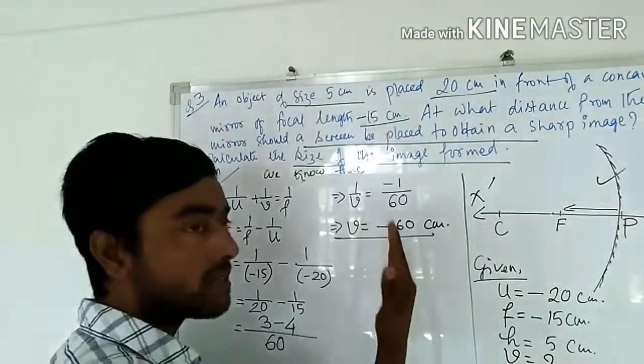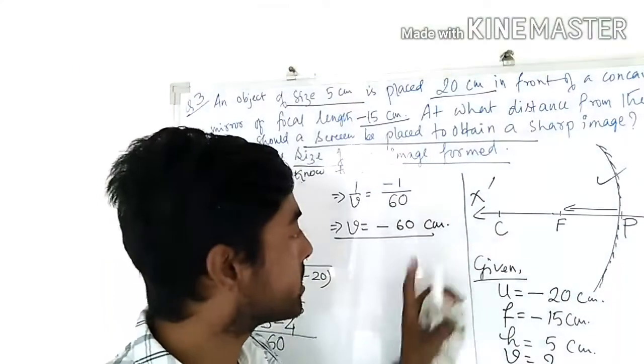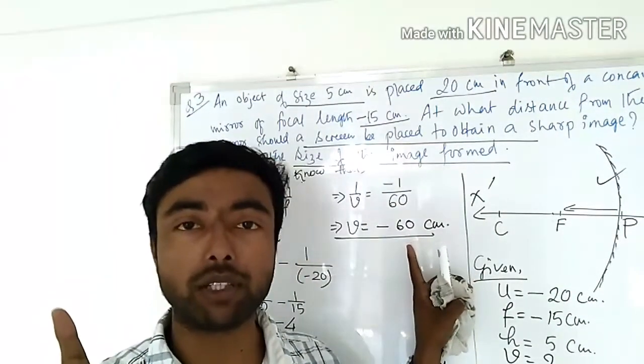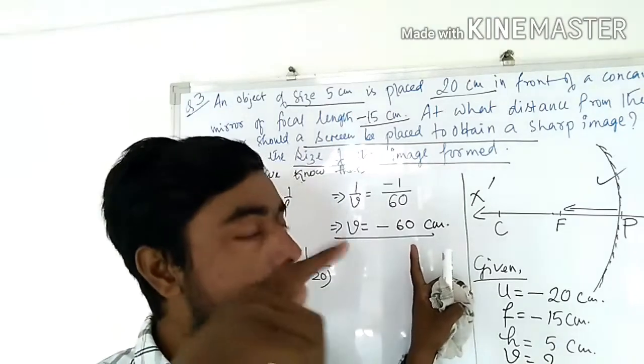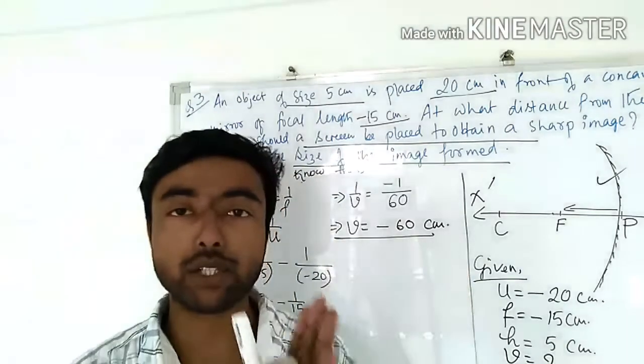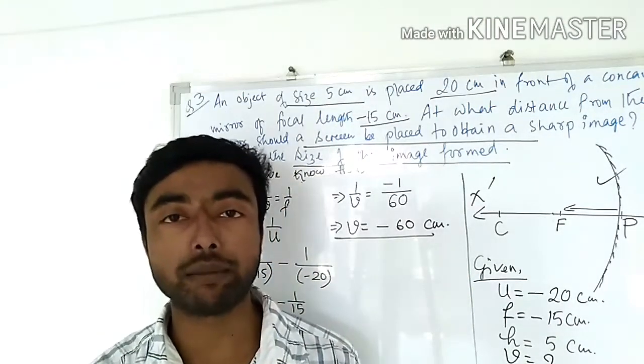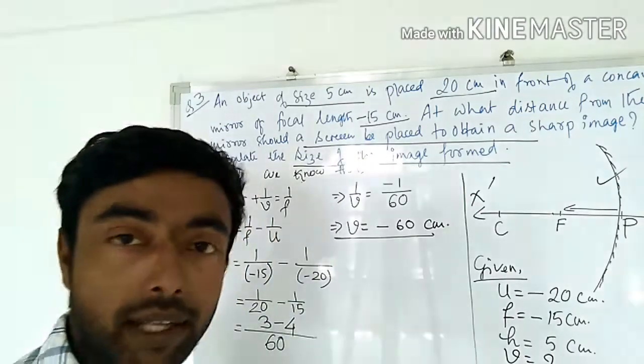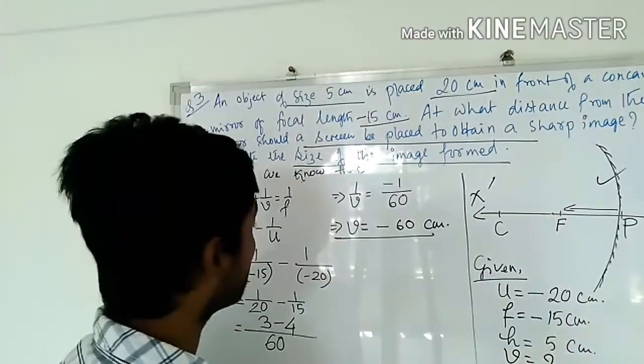So you have to place the screen at what distance? 60 centimeter from the mirror, in front of the mirror. So in the answer you have to say that the screen should be placed at 60 centimeter from the mirror. Clear? Now next is what? You need to calculate what?